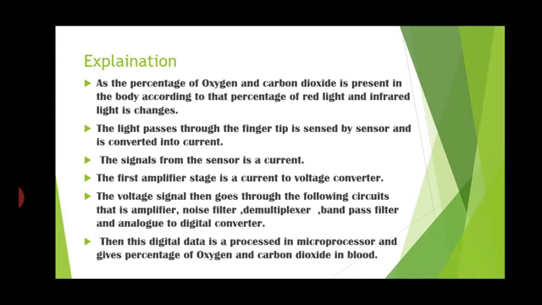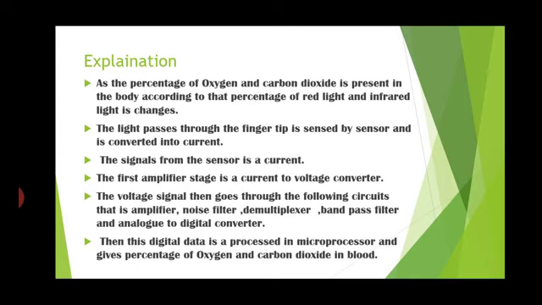As the percentage of oxygen and carbon dioxide in the body changes, the percentage of red light and infrared light changes accordingly. The light passing through the fingertip is sensed by the sensor and converted into current. The signal from the sensor is a current. The first amplifier stage converts current to voltage.